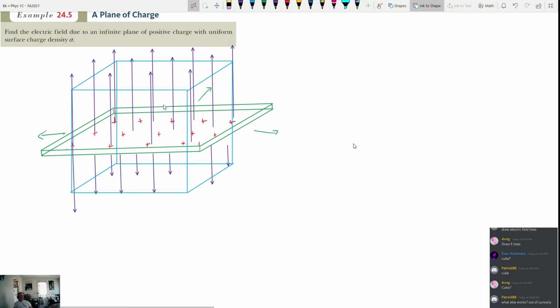So why is the cube good? Well, if I come up here, for example, and I draw my dA vector, the dA vector is going to point up. That's going to be true really anywhere on the top surface of my cube. The dA vector will always point straight up. But our electric field lines are also pointing straight up. So that works out great.